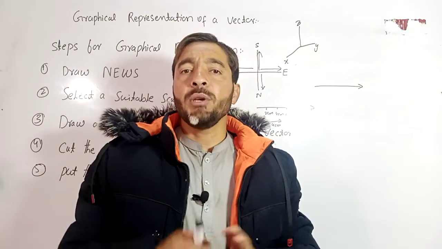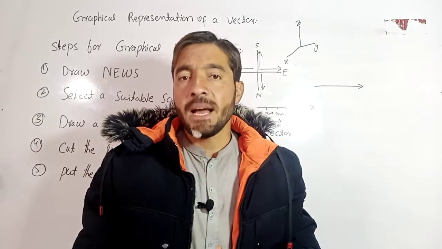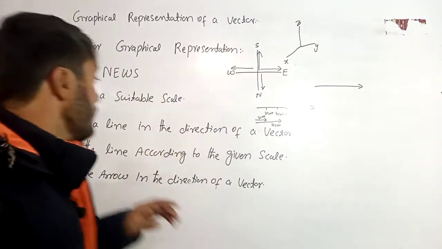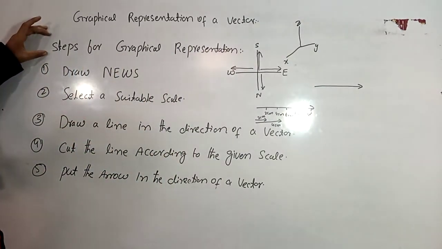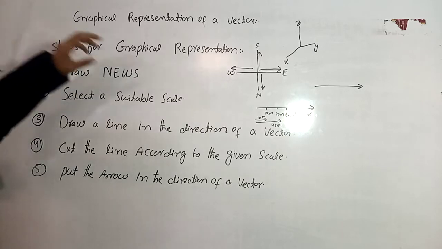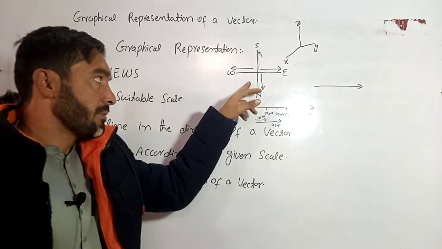So there are a few steps which we follow for the graphical representation of a vector. Number one, draw a Cartesian coordinate system. What is a Cartesian coordinate system or graph? The set of x, y, z axes. With the help of this, we can find the position of an object in a plane as well as in space. This is a two-dimension graph.